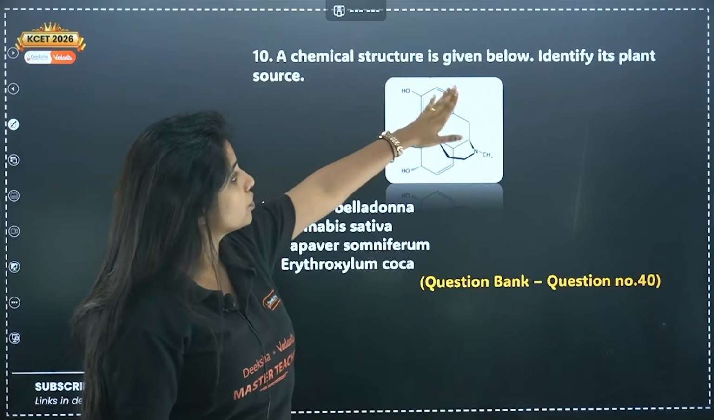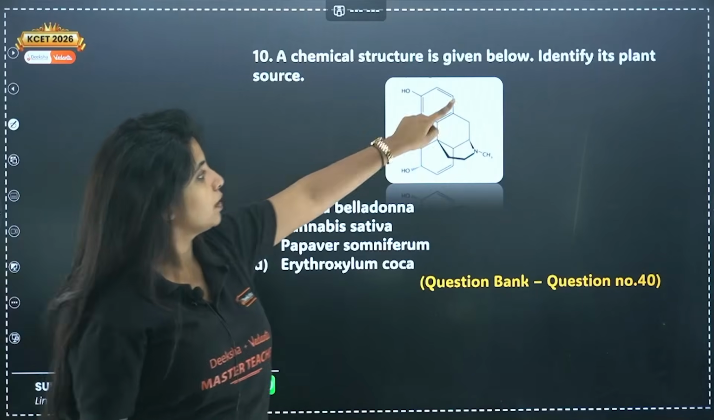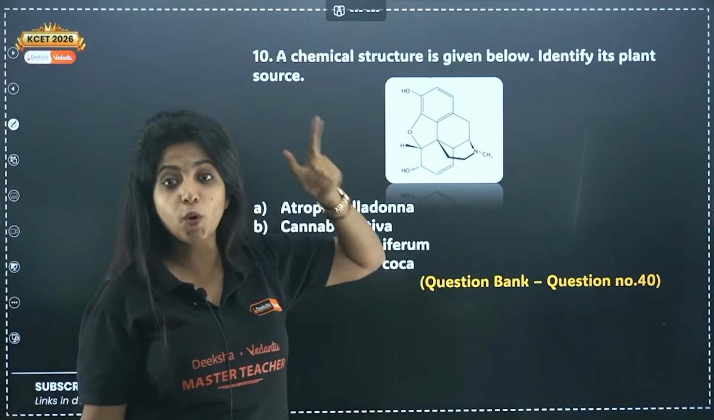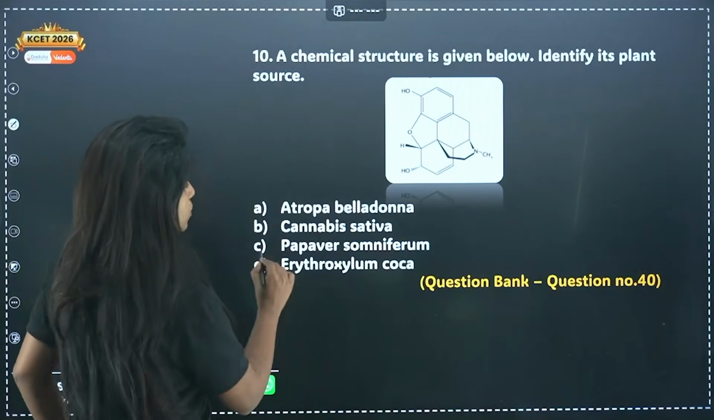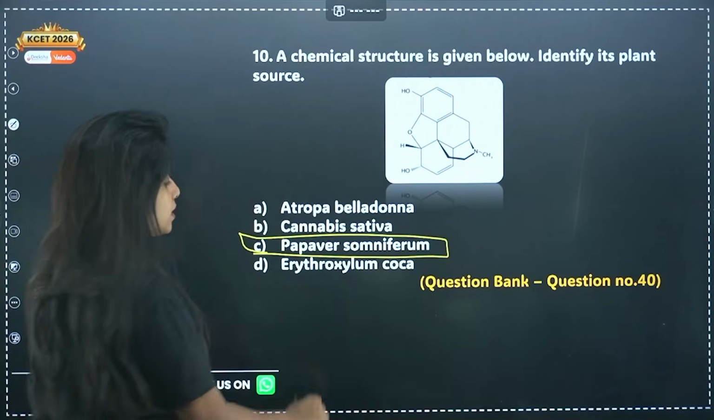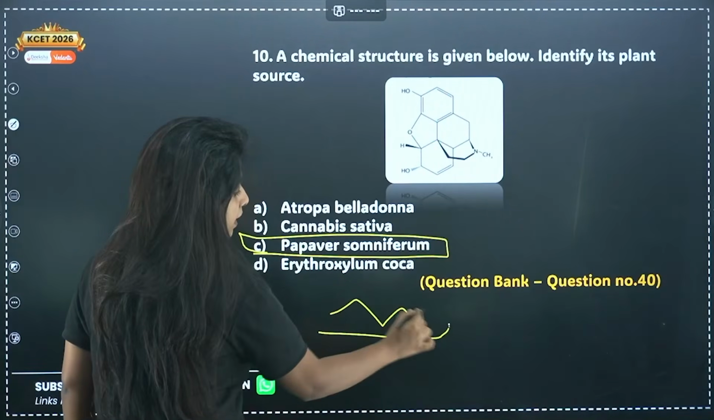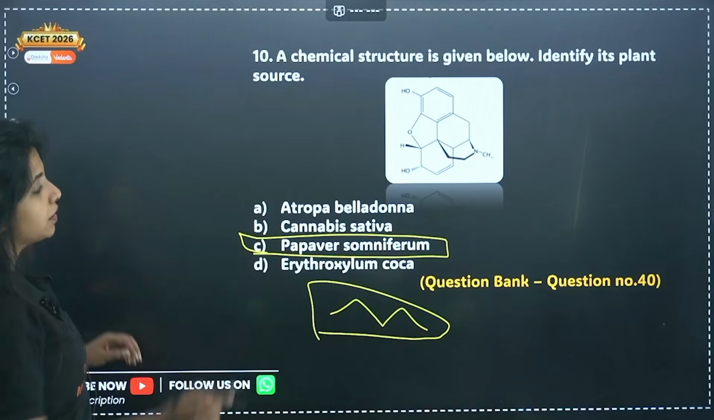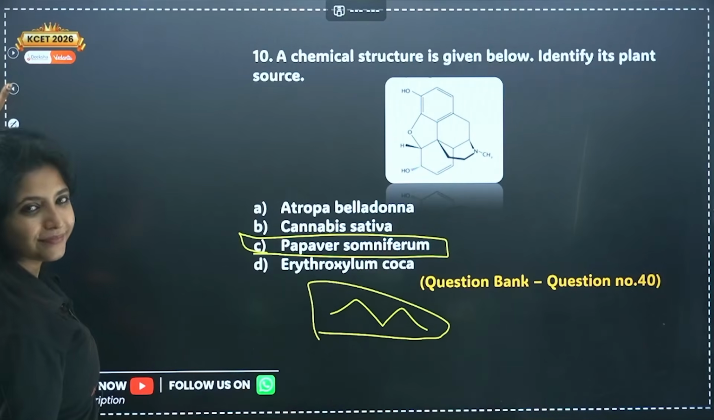So a chemical structure is given below. Identify its plant source. This looks like an O. That means it is an opioid. And opioids come from opium poppy, which is Papaver somniferum, which is why your answer is like this. If you had something like this at the end, it would have been a cannabinoid. The structure is overall different, but yes. Cool?